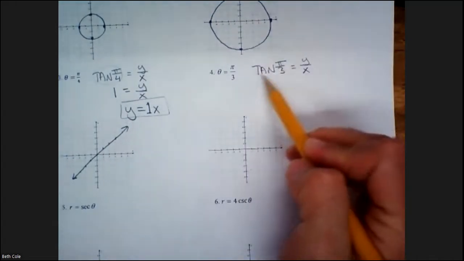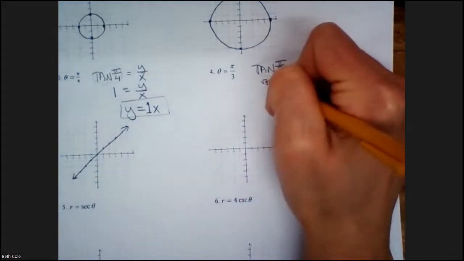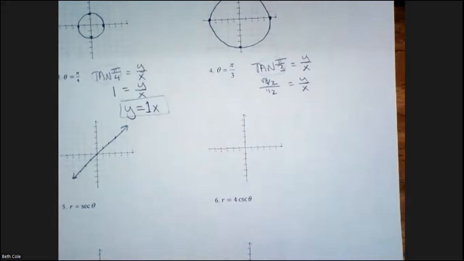And then we just need to evaluate this. So let's imagine the pi over 3 triangle. What goes across from the pi over 3? Square root of 3 over 2, and then the other side, 1/2. So this would be square root of 3/2 over 1/2. And we're going to simplify that down. So what happens with that?